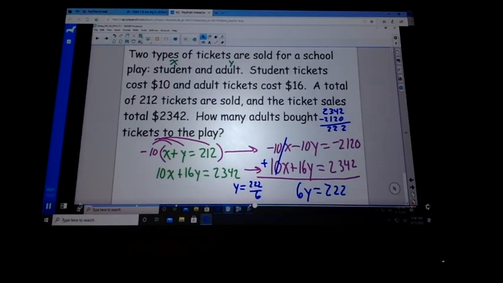So that's 37. So y equals 37. So that means we sold 37 of those tickets. So x plus 37 equals 212. So y was the adult tickets, so we sold 37 adult tickets. And then if we go and solve this, so I actually answer the question, minus 37, I just go a little further to get 175. So I sold 175 student tickets. That's all good. Again, if you have any questions on this, please feel free to ask next time we have class.